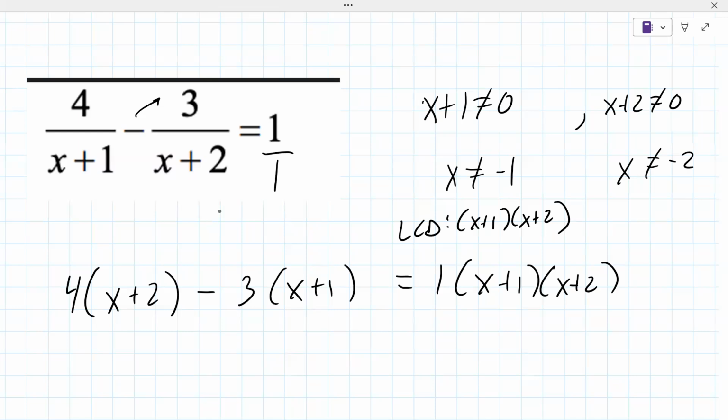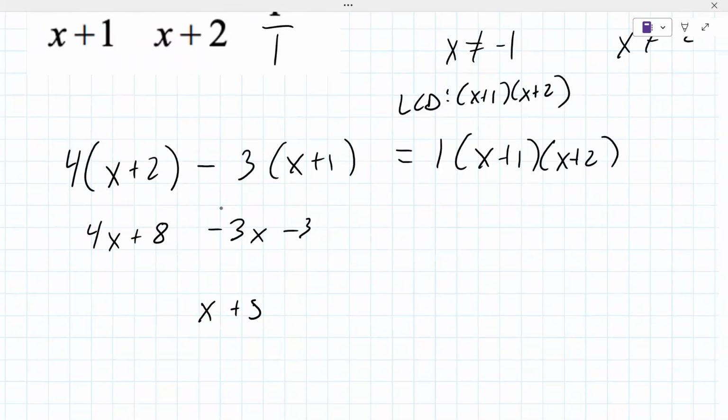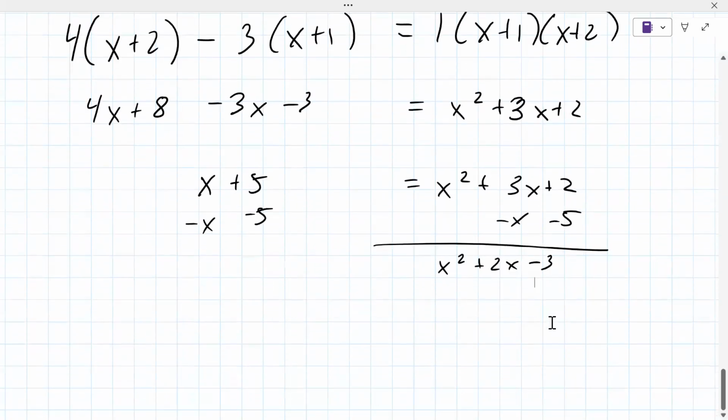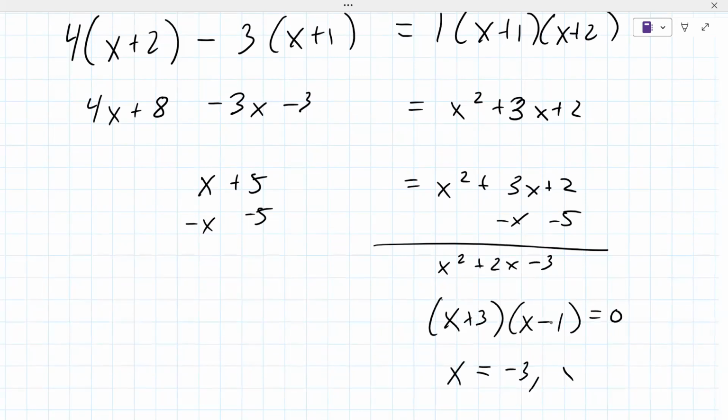You'll see that this one reduces to some sort of a quadratic. This becomes x plus 5, x squared plus 3x plus 2. You end up moving things over this time, and then hopefully you get something that you can factor. This one does factor into x plus 3, x minus 1 equals 0. So x equals -3, x equals 1. Both are okay.